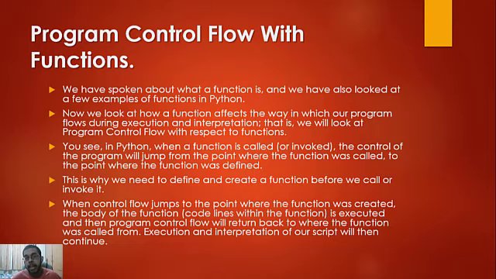You see, in Python, when a function is called or invoked, the control of the program will jump from the point where the function was called to the point where the function was defined. This is why we need to define and create a function before we call or invoke it. When control flow jumps to the point where the function was created, the body of the function, code lines within the function, is executed, and then program control flow will return back to where the function was called from. Execution and interpretation of our script will then continue.